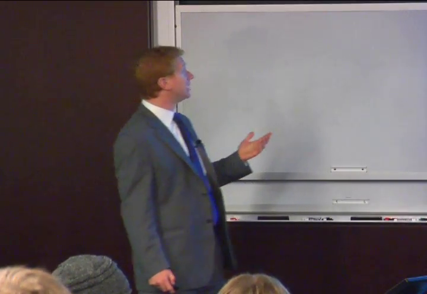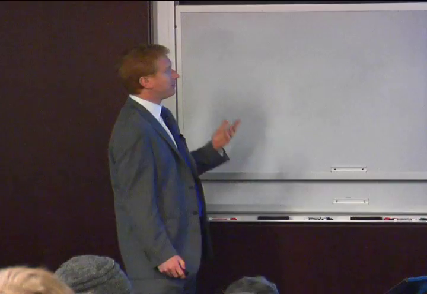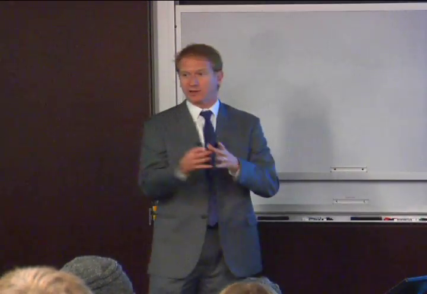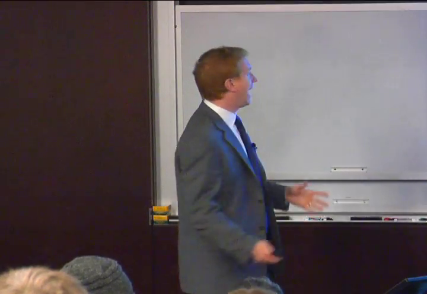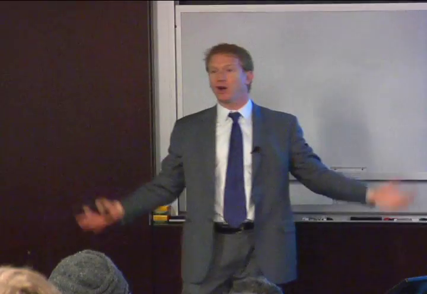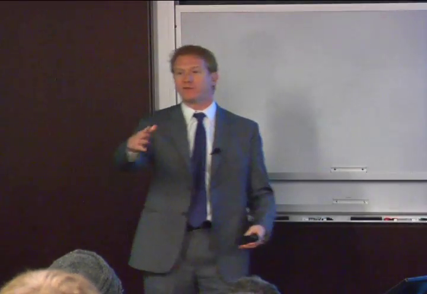So one solution is a two-part pricing scheme. You get song owners to pool all their songs together into a gigantic pool, and then you charge the radio station an upfront price for accessing that big pool of songs, and then a per-song price for every additional song that they want to license. So it's just sort of automated. You buy access to the gigantic pool of songs, and then the radio station says, okay, we're going to use 12 of these this hour.